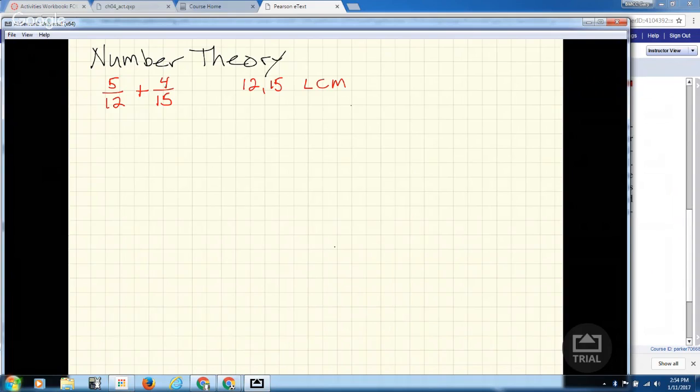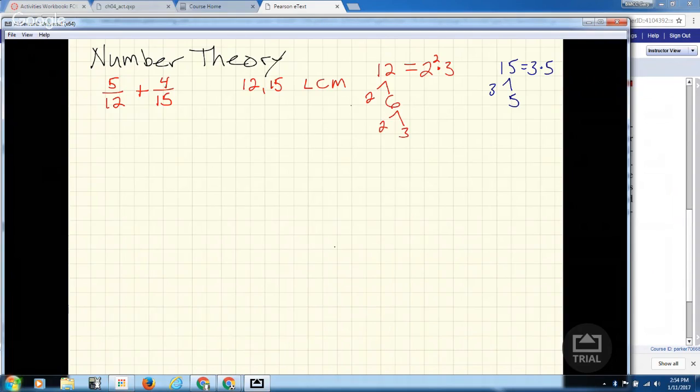One way is to get the prime factorizations of each of these numbers. And so I could make a factor tree for 12. Let's see, 2 goes into 12 6 times, and 2 goes into 6 3 times. So 12 is equal to 2 squared times 3. And then I can do the same thing for 15. 2 doesn't go in, but 3 does 5 times. So 15 is equal to 3 times 5.